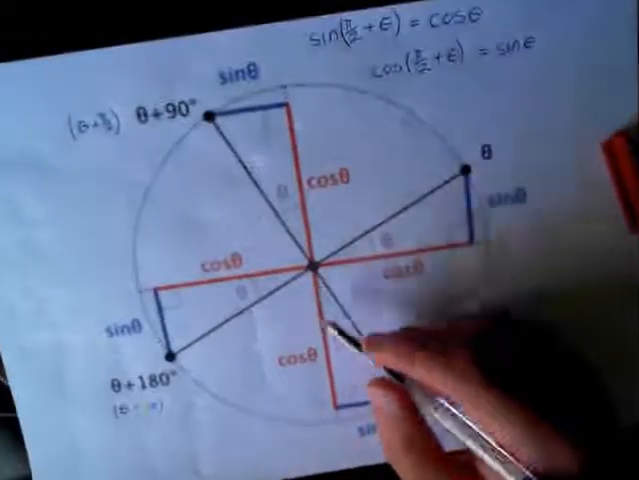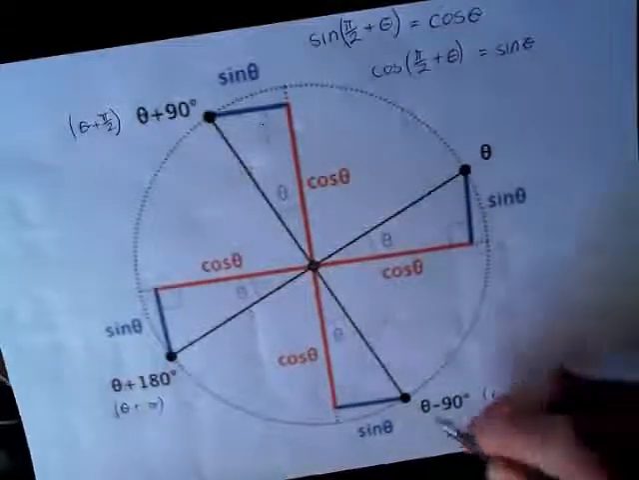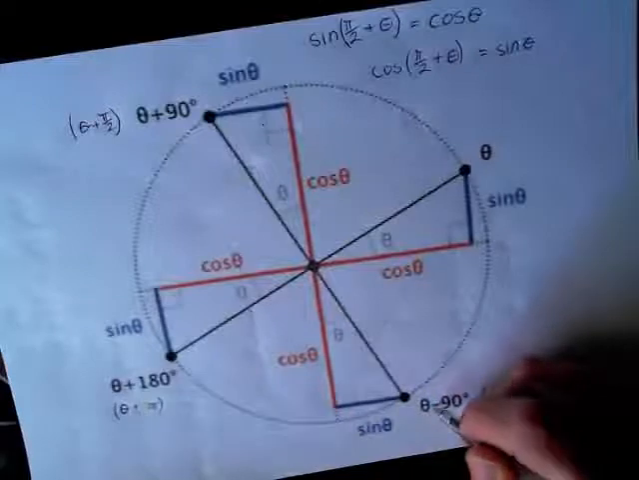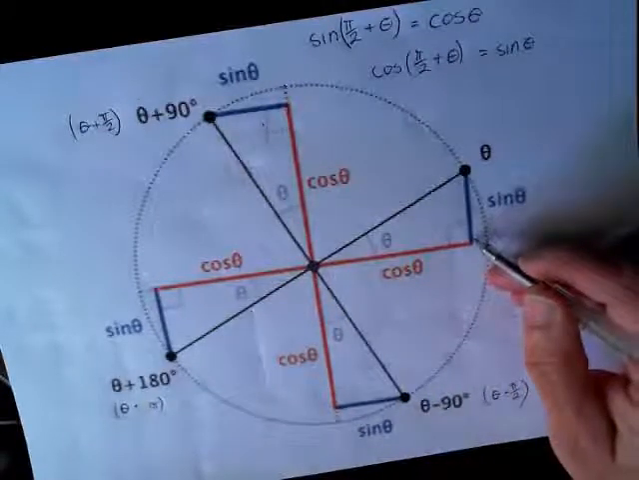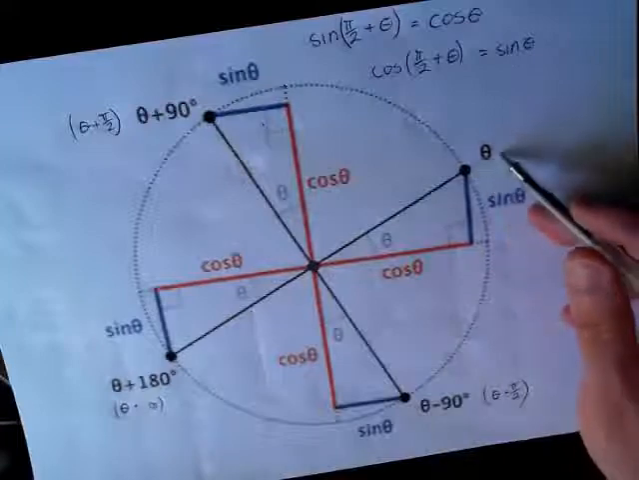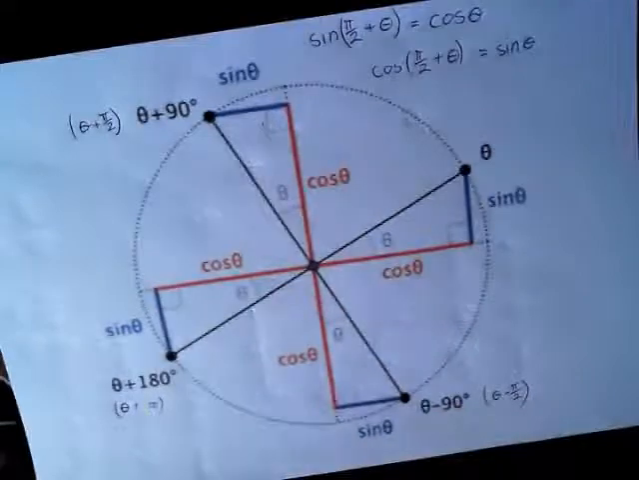Okay, and over here, we've got an angle in there. This is theta minus 90. This here is theta again. So that symmetry goes all the way around.